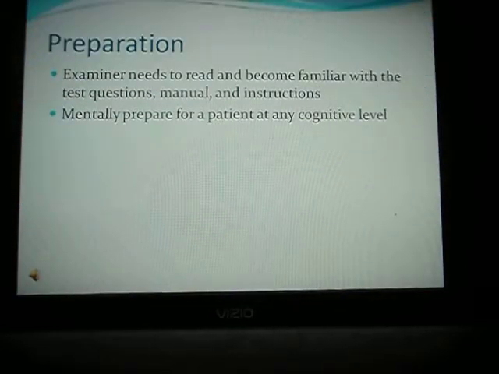In order to prepare to give this test, an examiner needs to read and become familiar with the test questions, manual, and instructions. The test is easy to administer, as long as the examiner can follow the directions and keep on task and not scare off the patient. It's also good for the examiner to mentally prepare for a patient at any cognitive level. You never know what answers you will get, and it's always good to be prepared for anything.